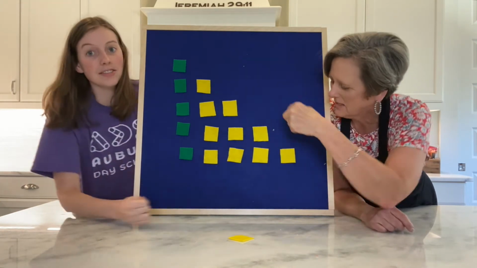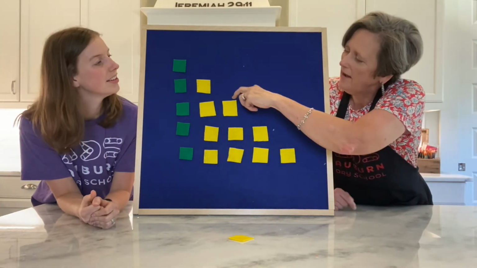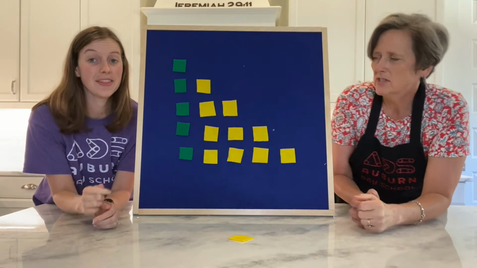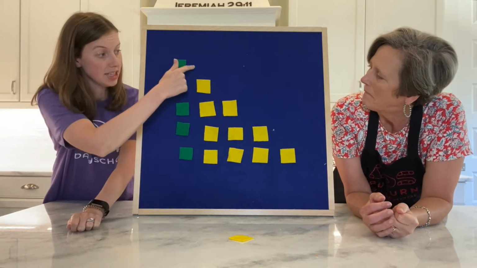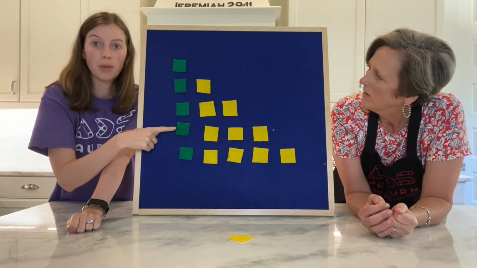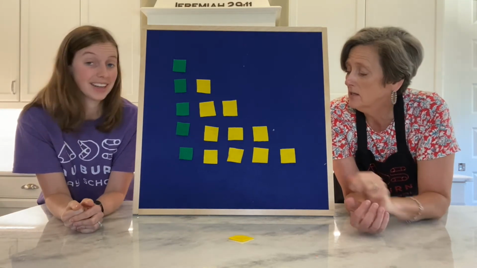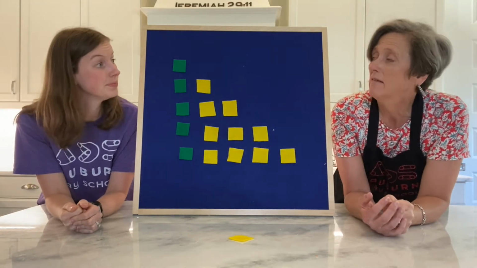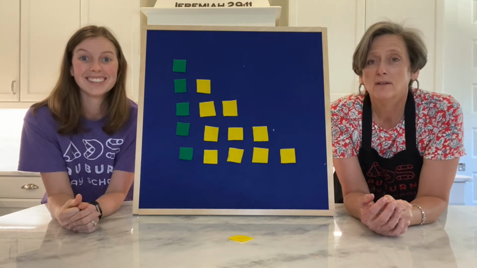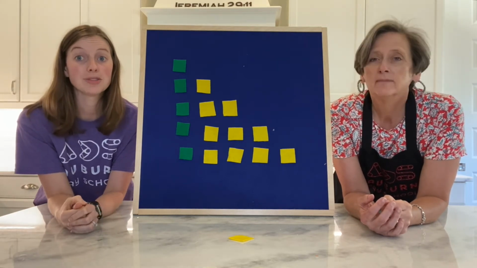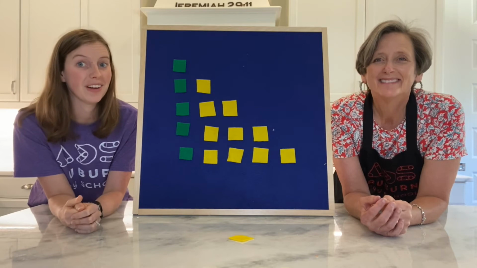That is awesome. It's kind of like somebody walking up stairs. It does look like stairs, and the yellows grew each time. 0, 1, 2, 3, 4. So stairs are really growing patterns because you're growing in height. It gets a little taller each time. That's awesome. Let's see if we can make some growing patterns with some things you might have around your house.